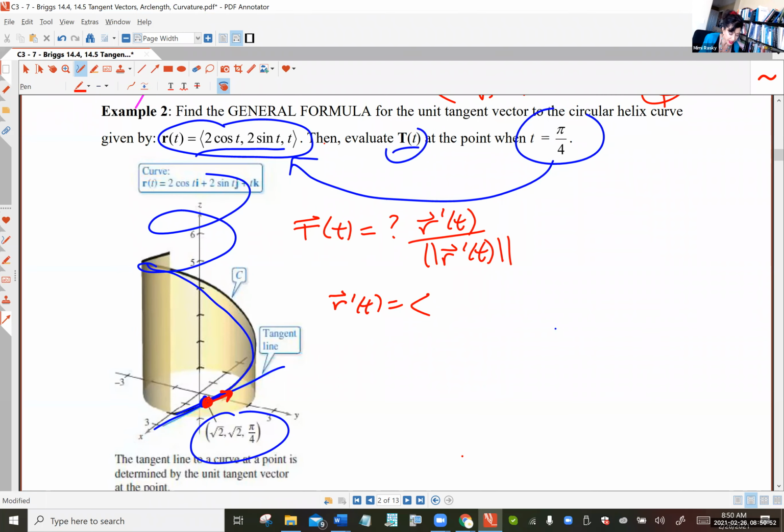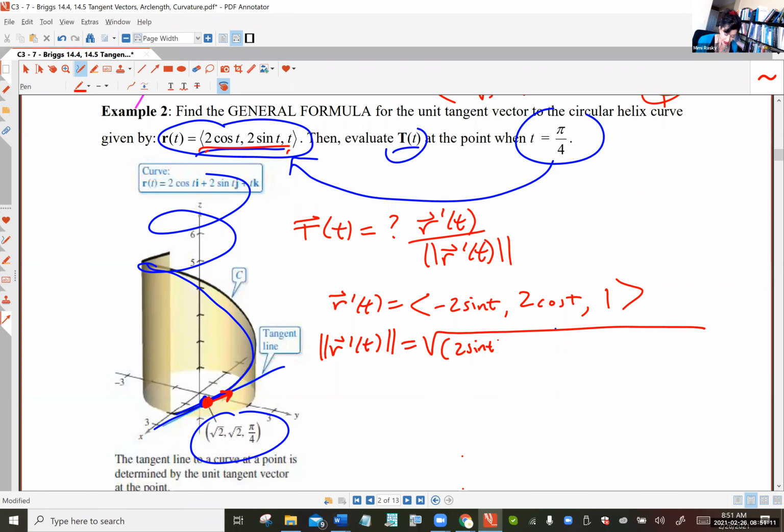Easy peasy. Okay, the derivative of 2 cos is minus 2 sine. Derivative of 2 sine, okay, 2 cos. The derivative of t, 1. Great. And then let's go get the magnitude of that, so that it'll help us unitize: square root of the sum of the squares of the components.